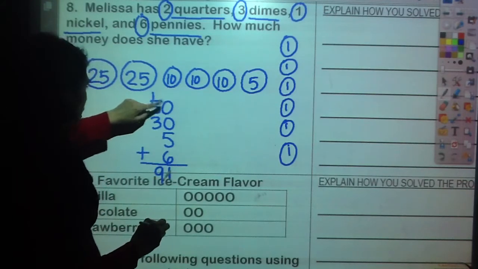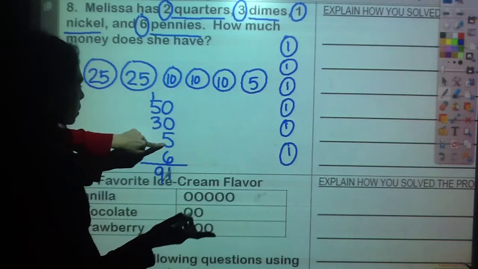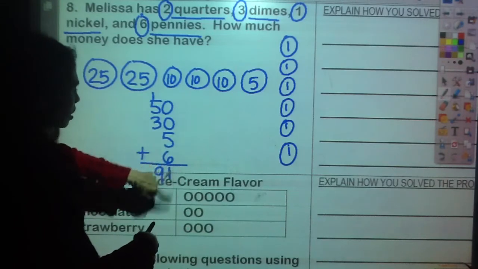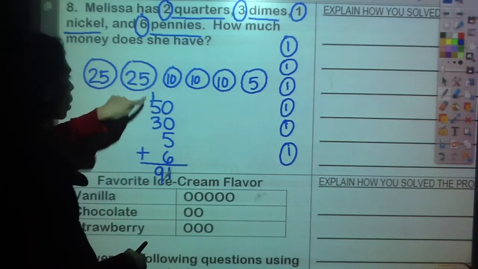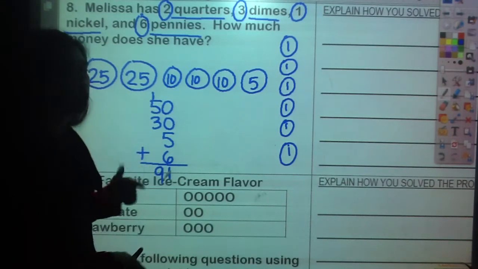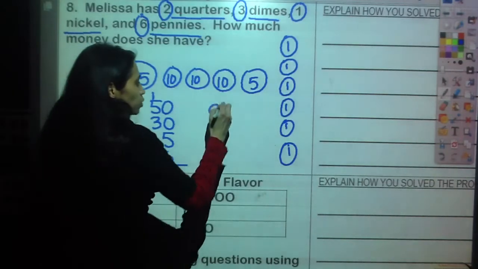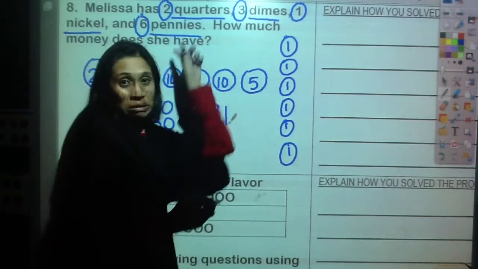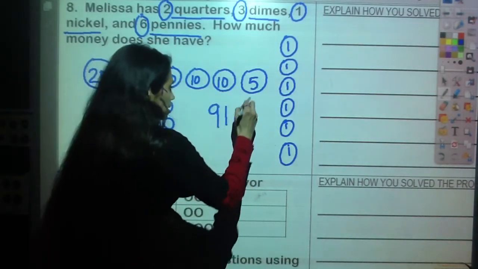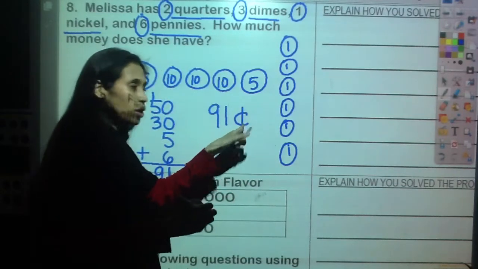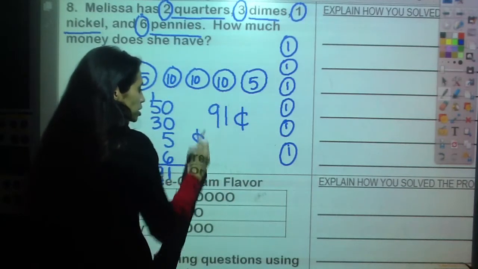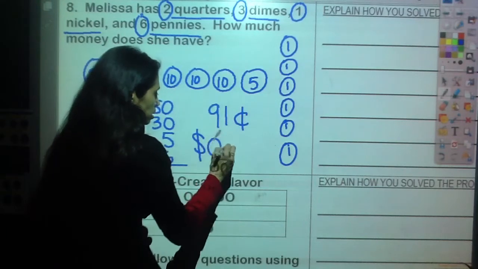All right, let's check that. 0 plus 0. 0 plus 5 is 5 plus 6, 11. Write the 1. Carry the 1. 1 plus 5 is 6. 3 more is 9. So we have 91 what? Not we. Melissa has 91 cents. So you can use the cent symbol and write it like that. But if you use the dollar symbol, write it like this.